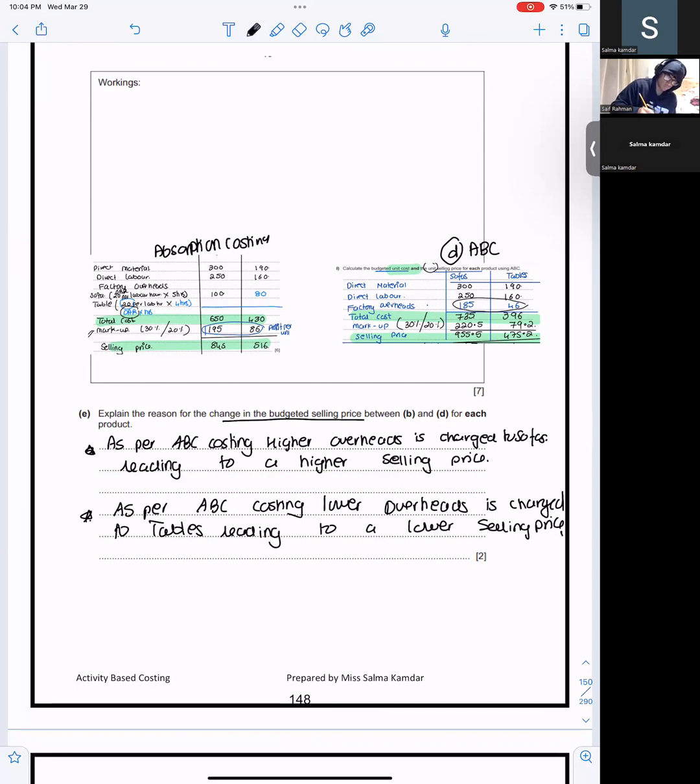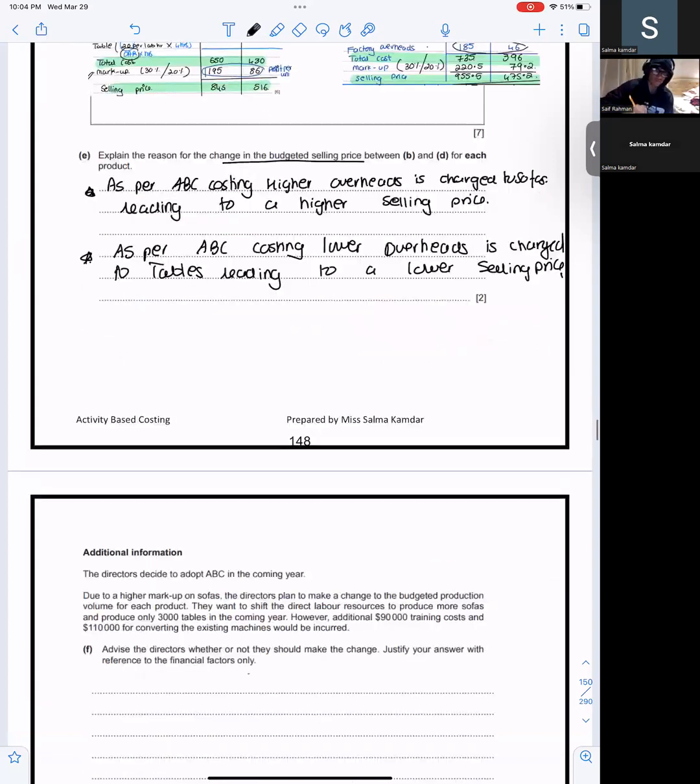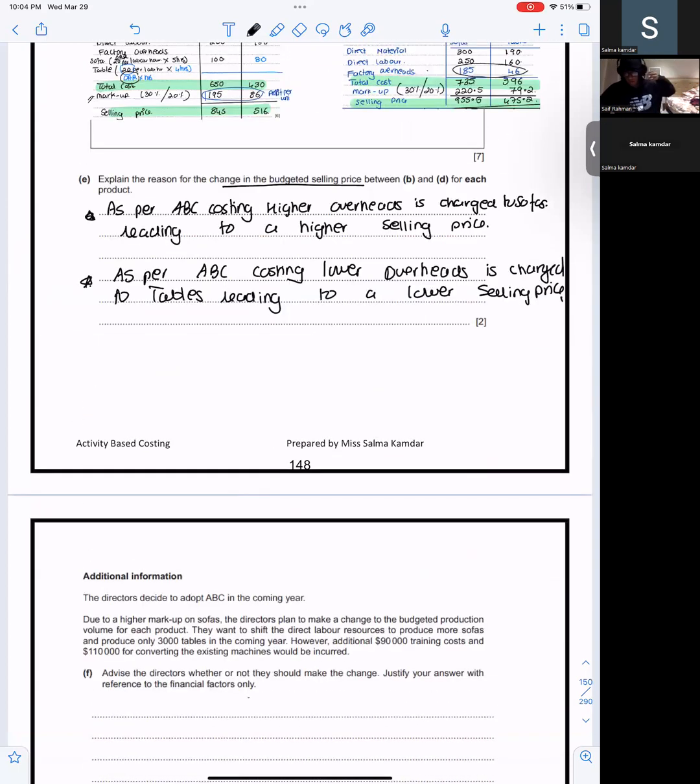What is the meaning of activity-based costing? It assigns the overheads to the products. Overhead is allocated to the product based on what? Based on the driver rates. Activities are used as cost pools and costs are allocated using the cost driver rates.